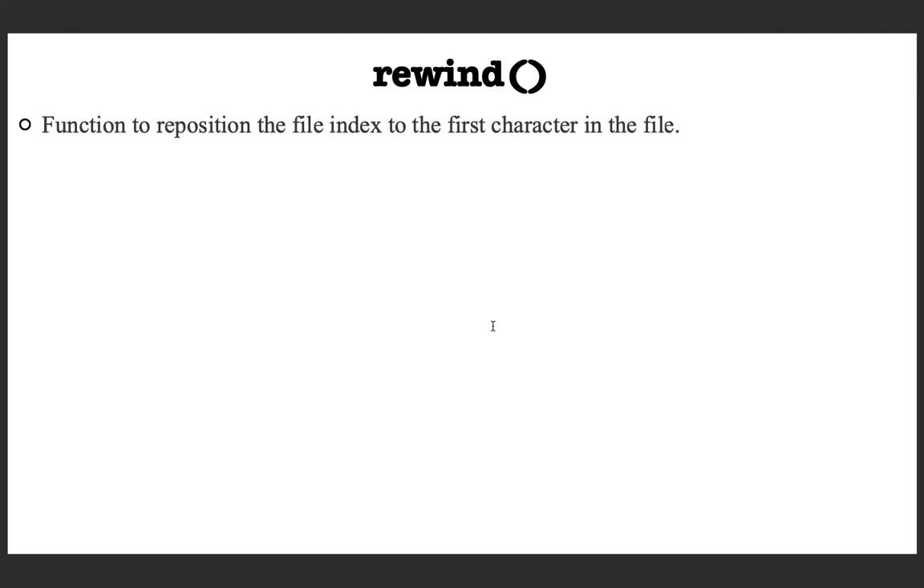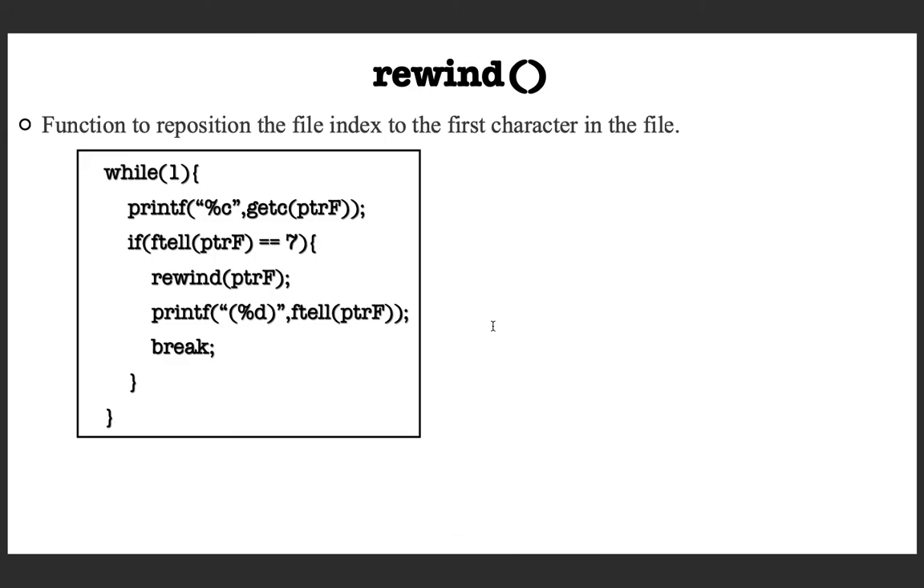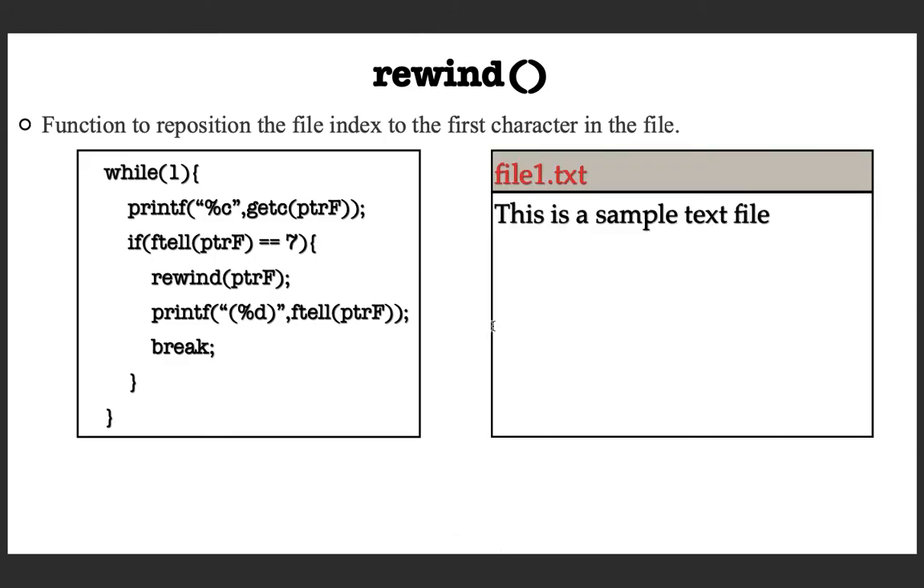Now we are moving on to the next function to operate on files, which is rewind. As the name suggests, it is a function to reposition the file index, that position number, to the first character in the file, which is 0. The file index will be repositioned to 0. First we can look at an example. Here is a program, and suppose the program is acting on this file. Assume that this file is opened and the file handle is in ptrf.